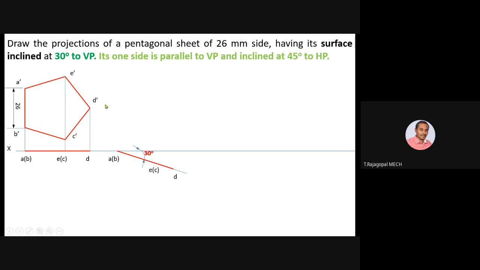Now you can extend the projectors from both the points. We will start from AB. Here it is AB, you can extend the projector from AB. Similarly, from the front view you can see A dash B dash. So from A dash you extend a projector, from B dash you extend a projector. Both will meet at one point.